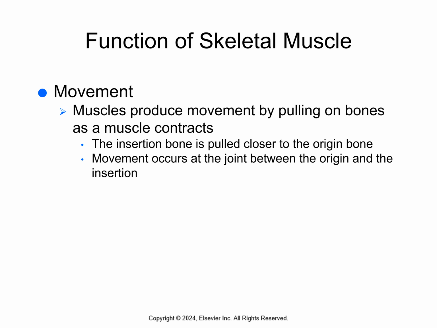muscles produce movement by pulling on one bone as the muscle contracts. So we have the origin and the insertion, and it's going to pull. The insertion bone is closer to the origin bone. Movement occurs at the joint between the origin and the insertion. So for all of these, flexion, extension, wherever the origin is, it's going to pull. The insertion bone is pulled closer to the origin.